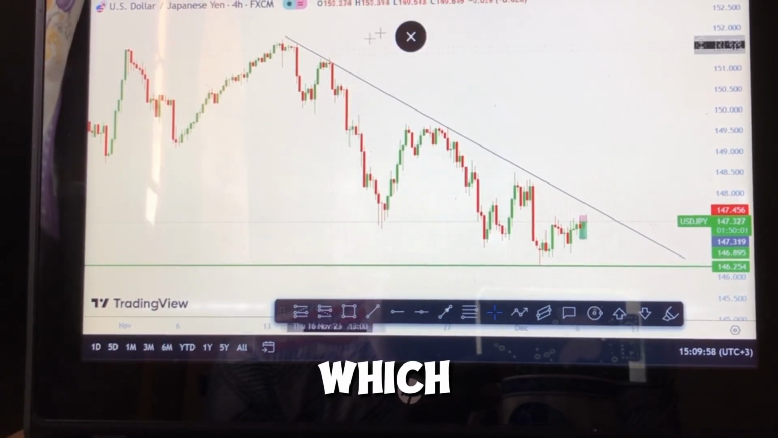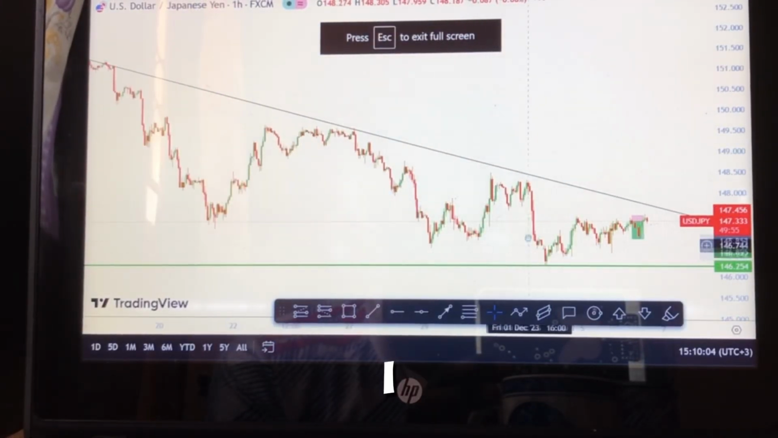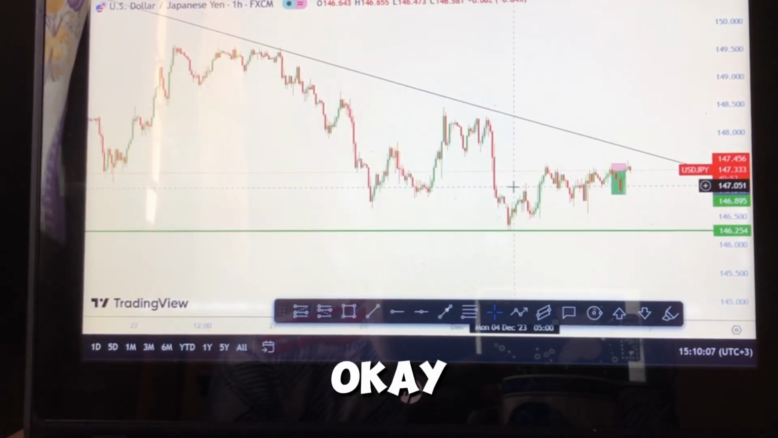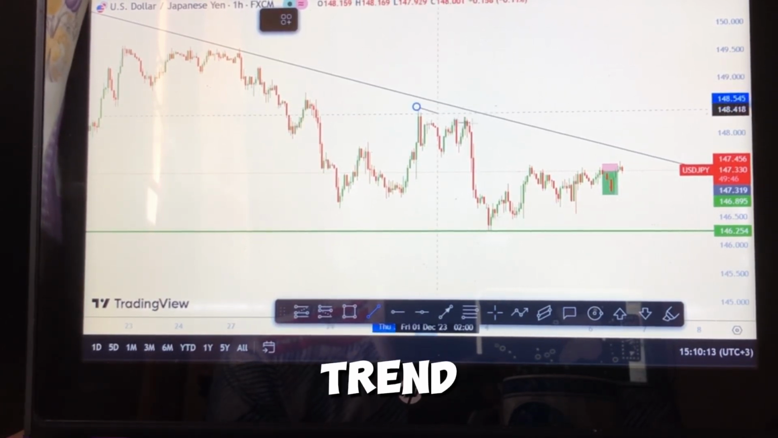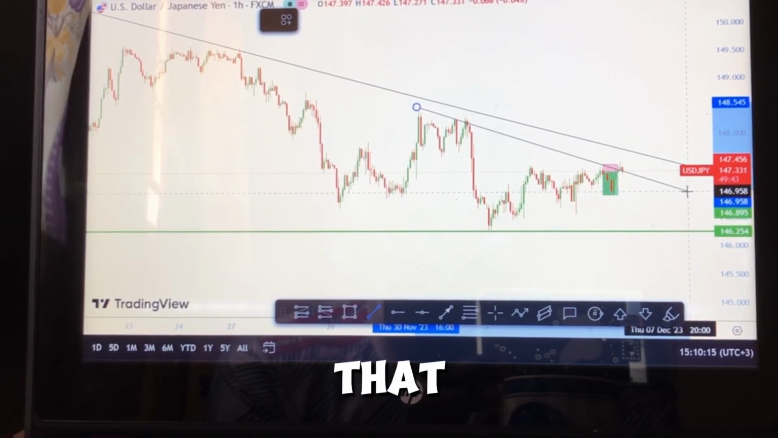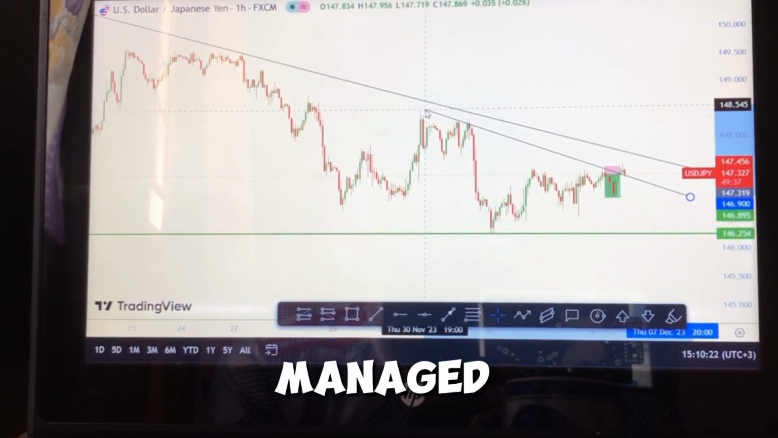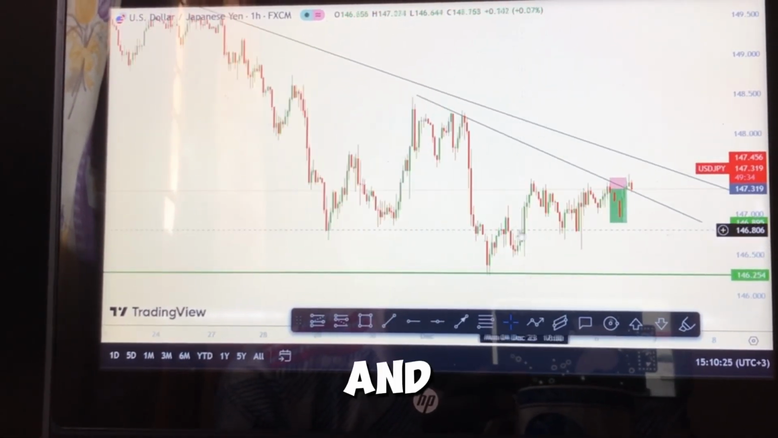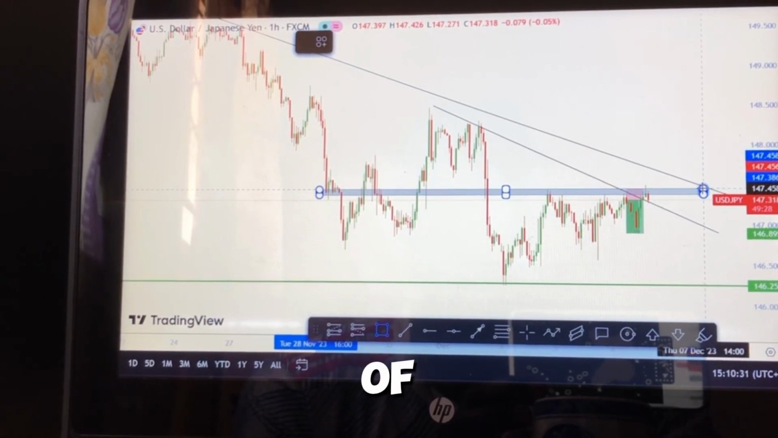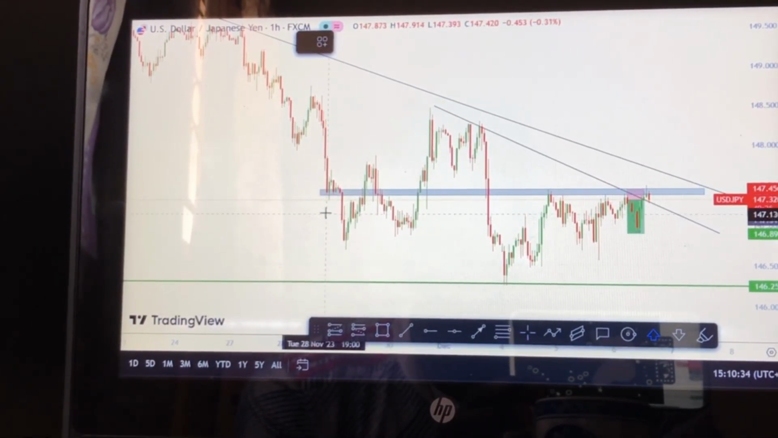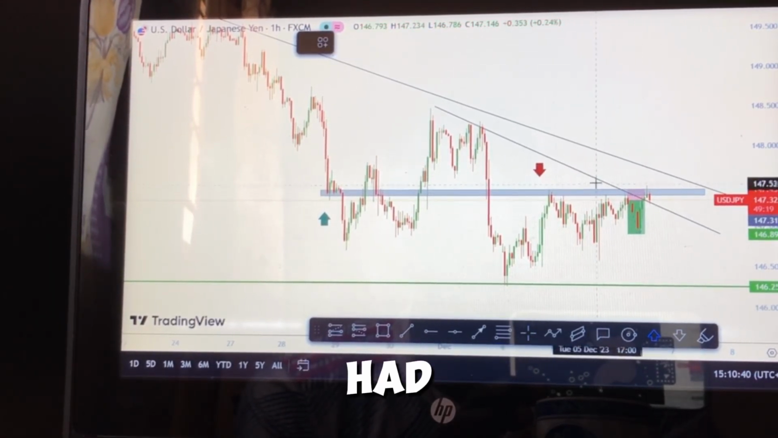The next thing I did was to scale down to the 1-hour time frame. In the 1-hour time frame, I managed to establish areas of value, whereby I also had an internal trend which I had to draw. I drew something like that in the morning at around 8 a.m. I looked at this area as an area of value, with tapping here, and then we had another one here.